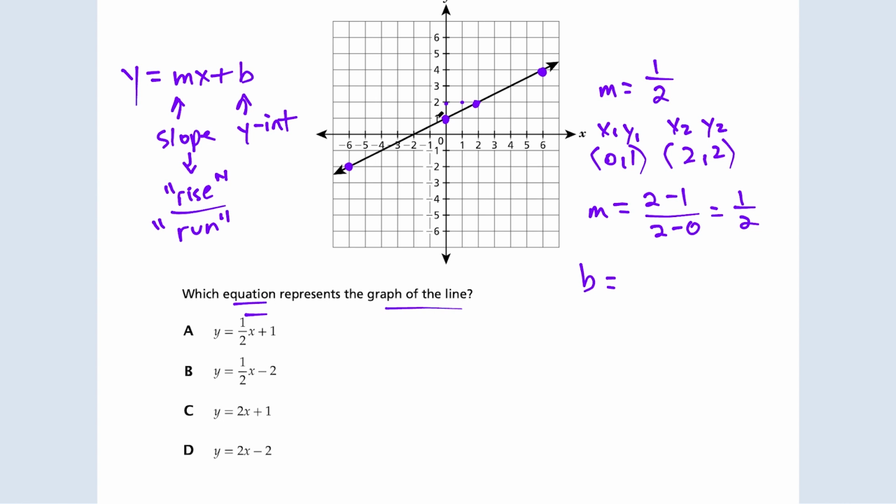That's where the line crosses the y-axis, and it's crossing the y-axis at the point (0, 1), but it's specifically touching the y-axis at a height of 1. So that would be my b value. So my b value is 1.